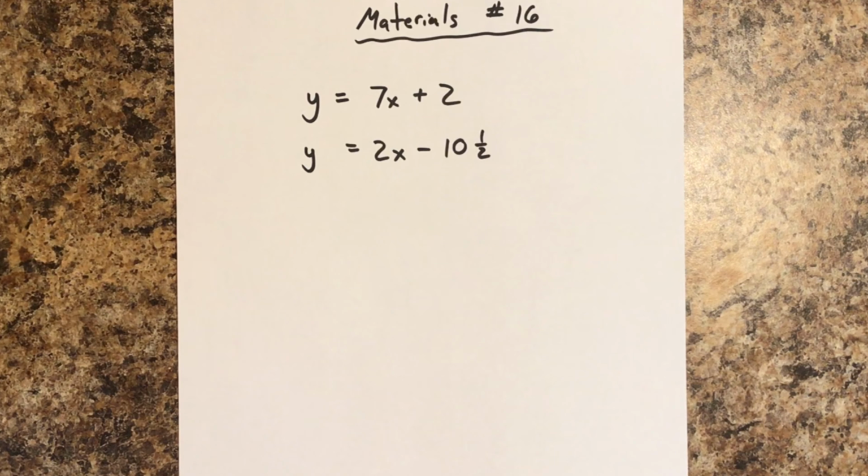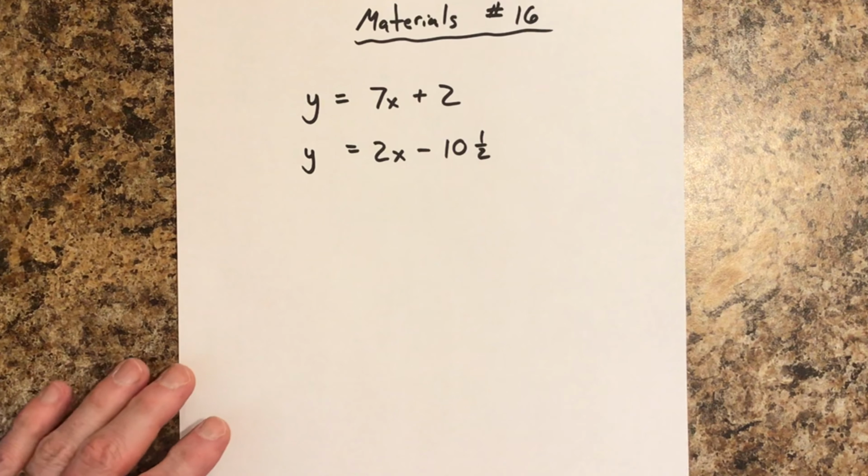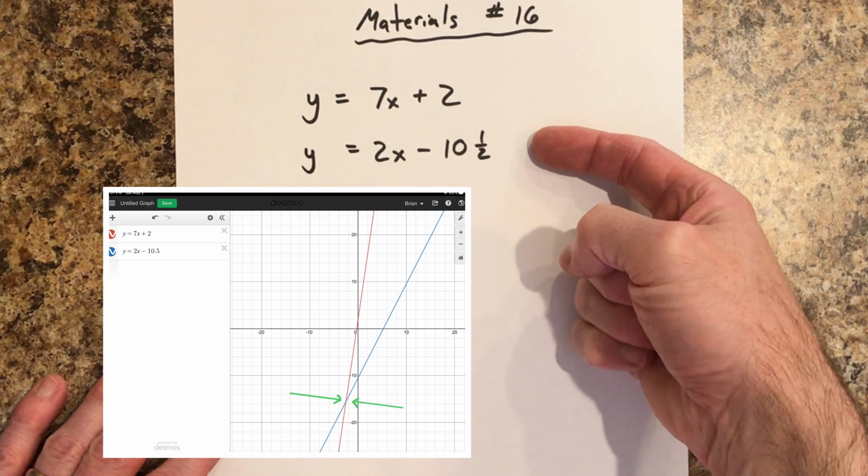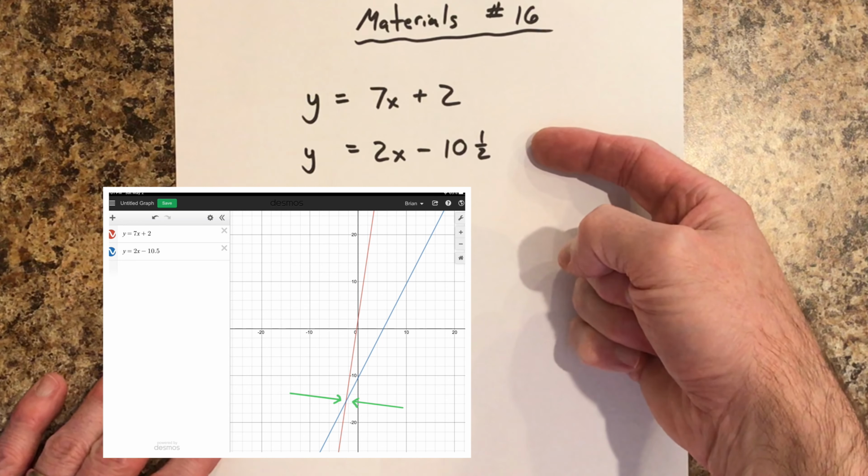Solving a system of equations means asking what value of x and y make both equations true at the same time. If you think about it with graphs, what that means is if we graph these two lines on the coordinate plane, where would the two lines intersect or cross?